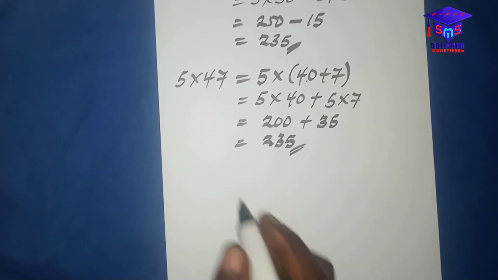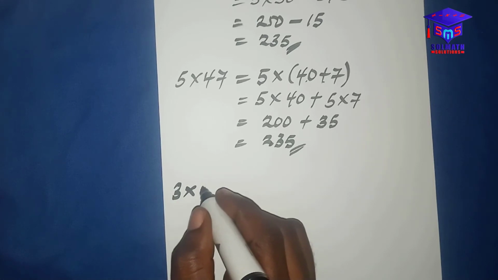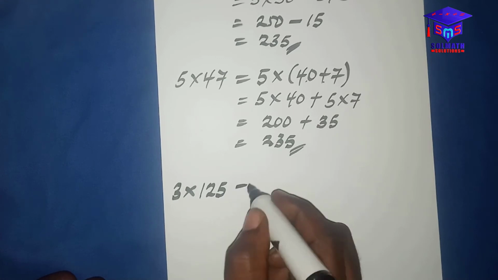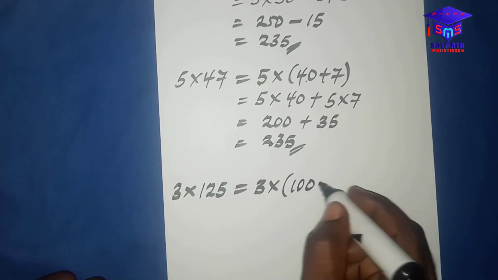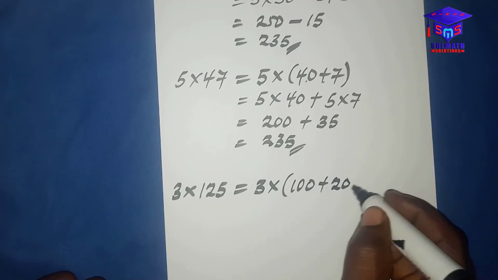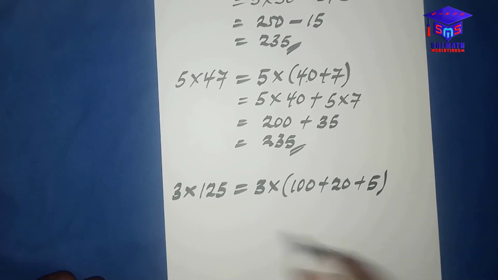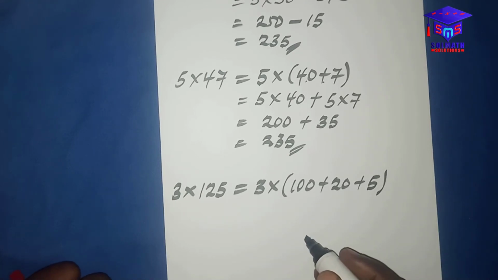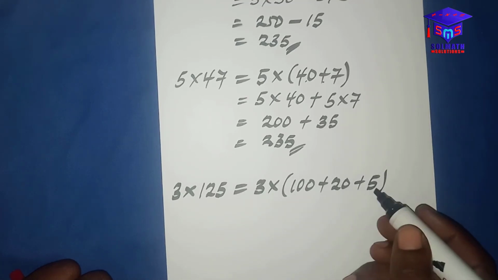You can also have an example like 3 times 125. Right? Good. We can rewrite this one as 3 times 100 plus 20 plus what? 5. Good. 3 times 125 may be difficult for you to evaluate without using tables or a calculator, but if you're able to expand the 125 like we have over here, it should be a lot easier.